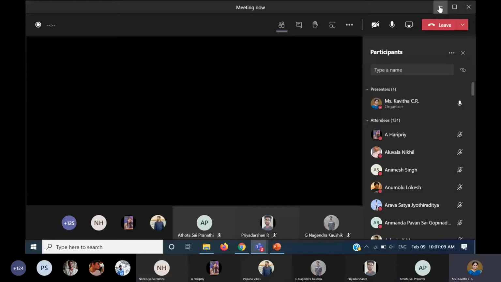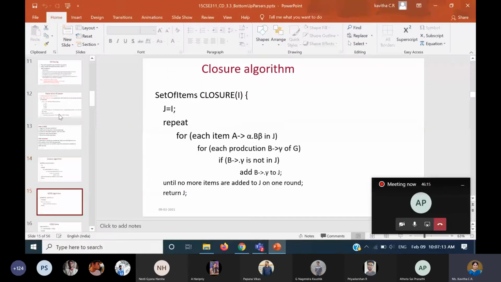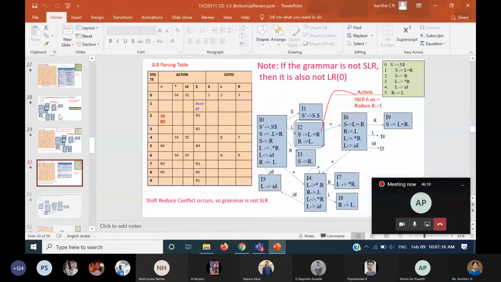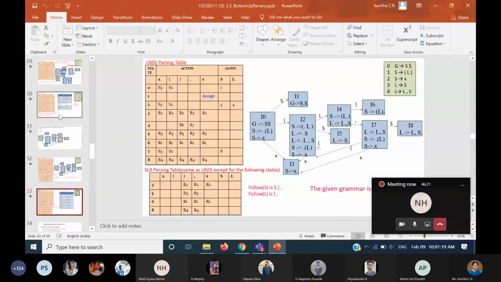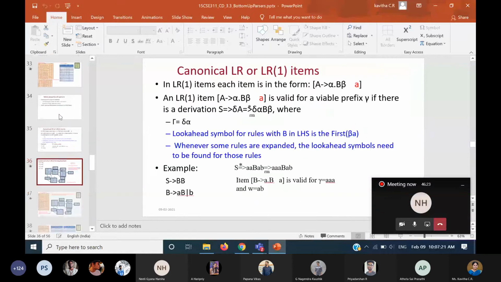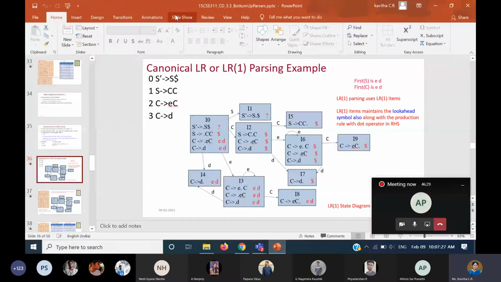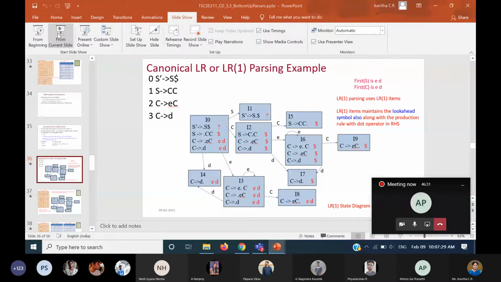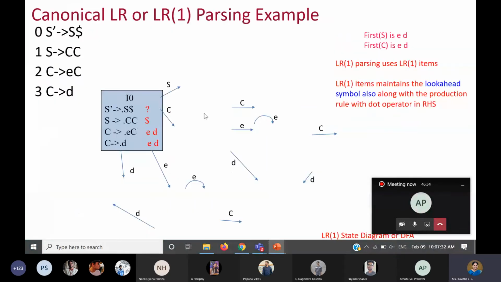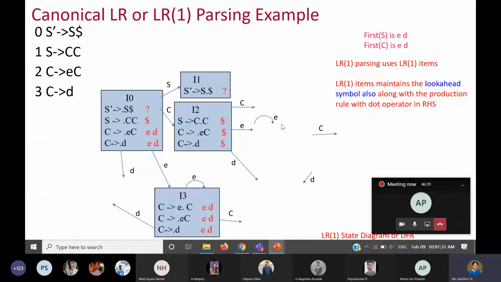Okay, so we will continue with this LR(1) parsing technique. Yes, we were here. First state I have completed, so I have explained that. Second state I1 I have completed. I2, I3, and I4 also I have completed. Coming to I5, I think I completed. Anyway, starting from here.